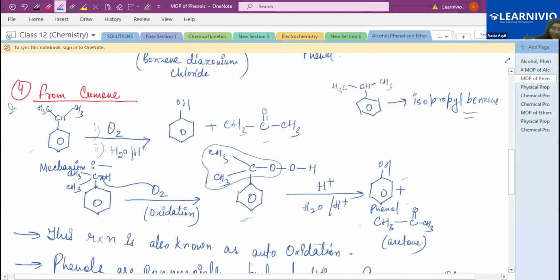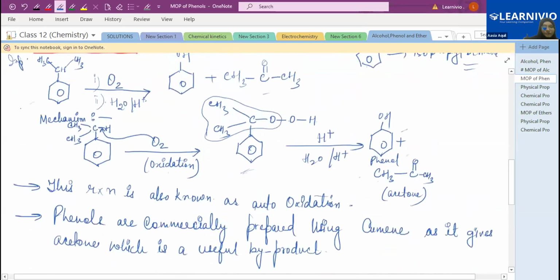Sometimes a direct question can come: how will you convert cumene to phenol? Cumene can also appear directly in the question as isopropyl benzene. So isopropyl benzene is nothing but cumene. How will you convert cumene to phenol? Just write it down now.